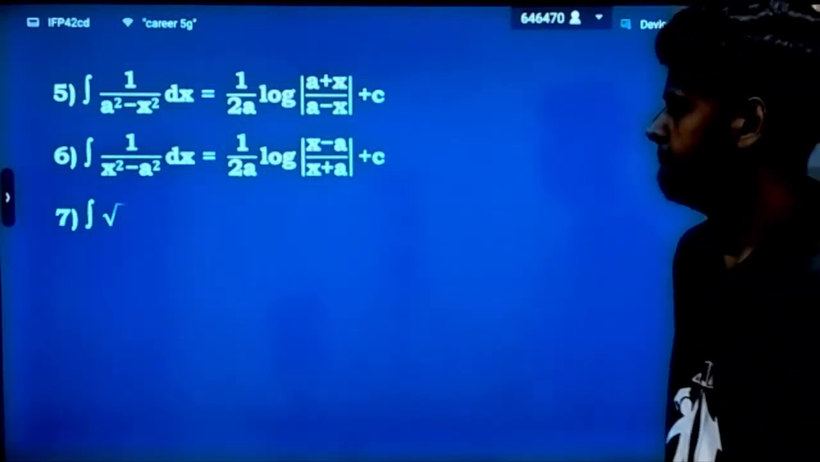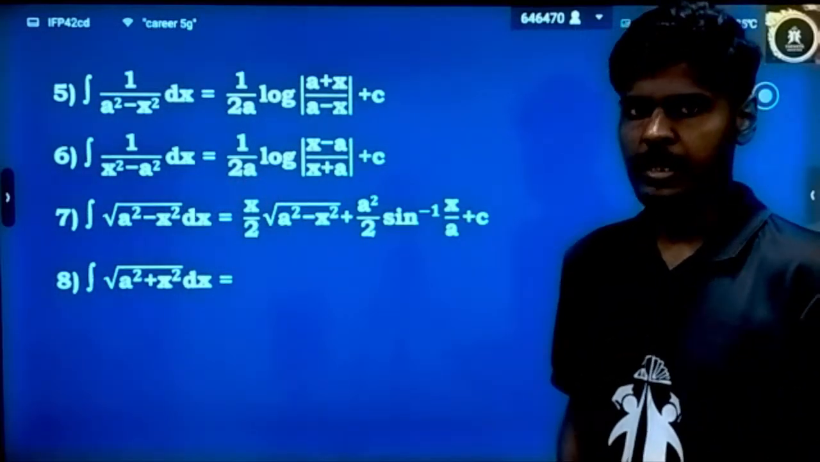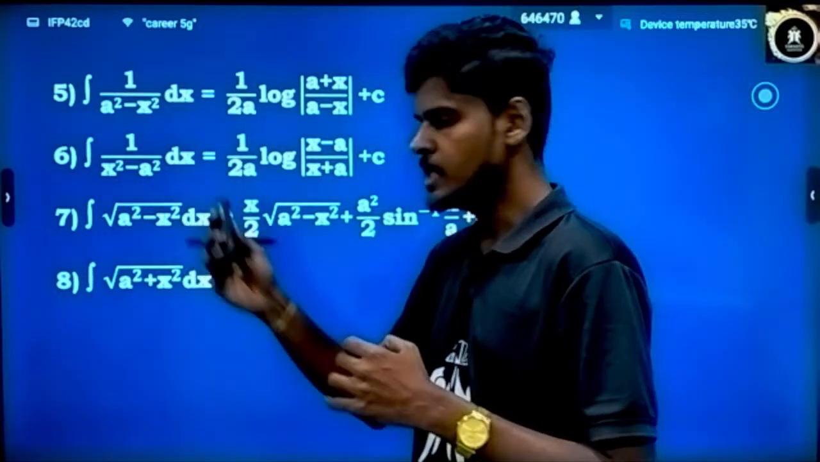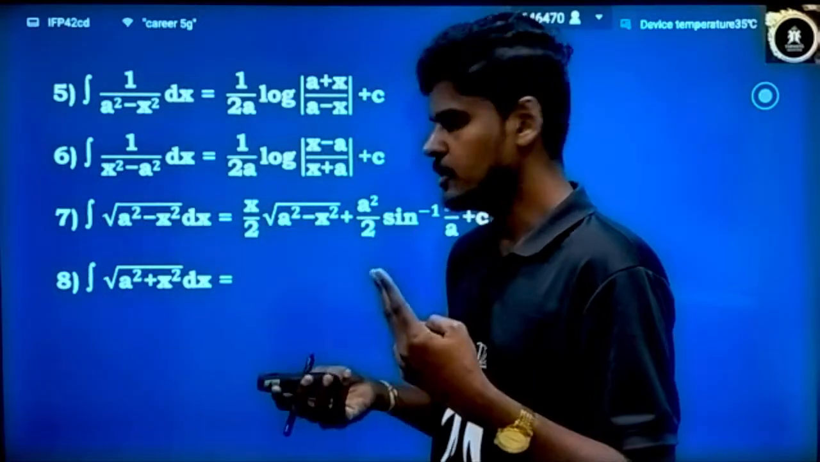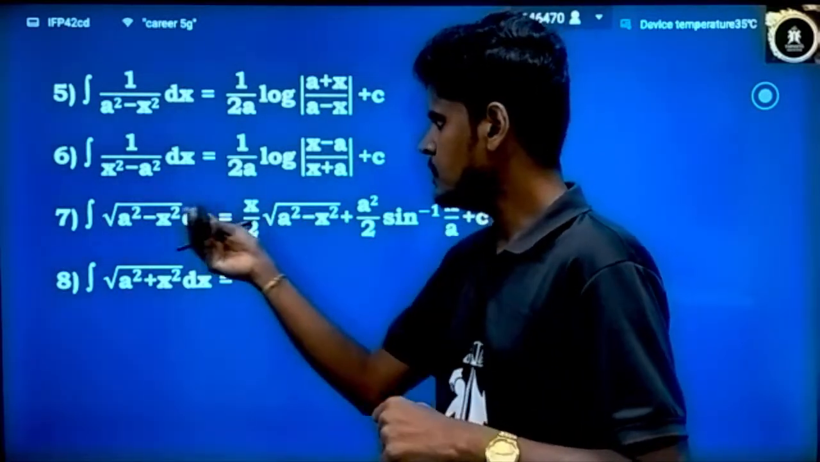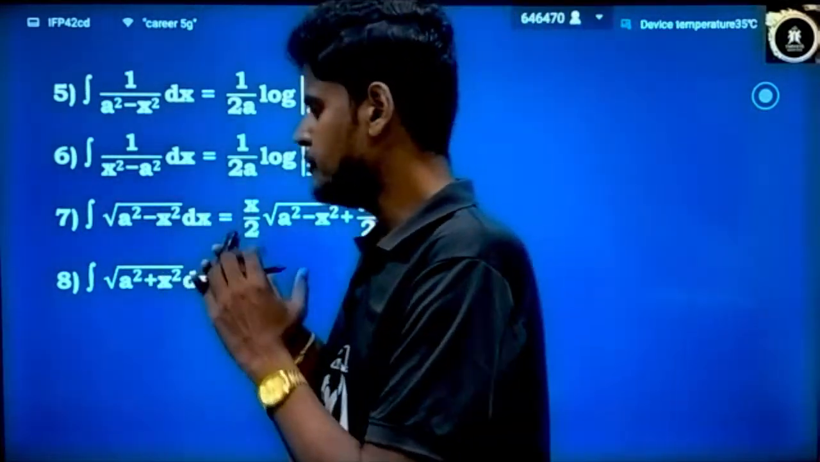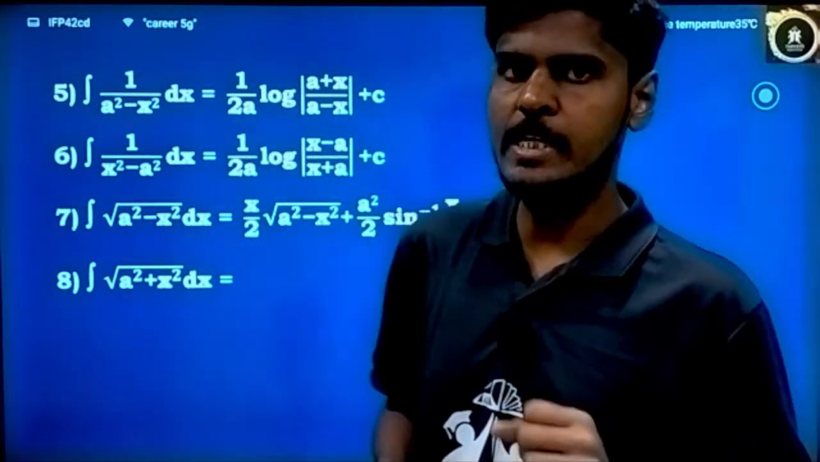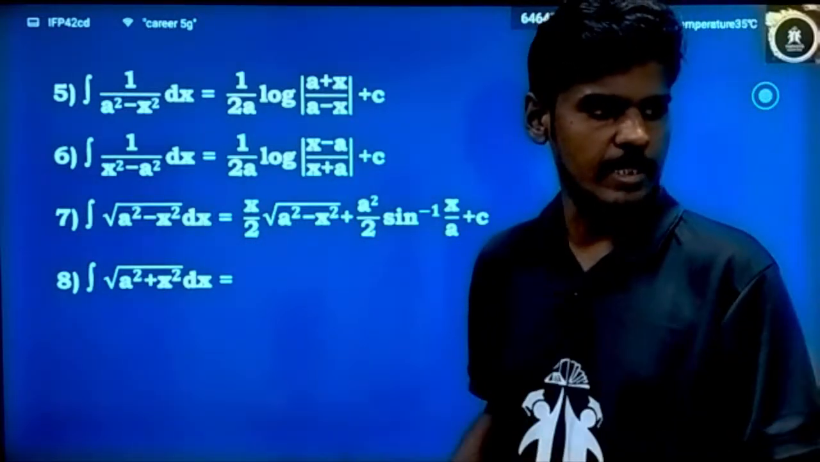Next one. Square root of a square minus x square. Again we have to make the substitution x equal to a sin theta and derive this. Another way to solve this problem is to use integration by parts. We have many methods to derive formulas and find values of integrals. Whichever is suitable, whichever is easier to solve, we can use that.